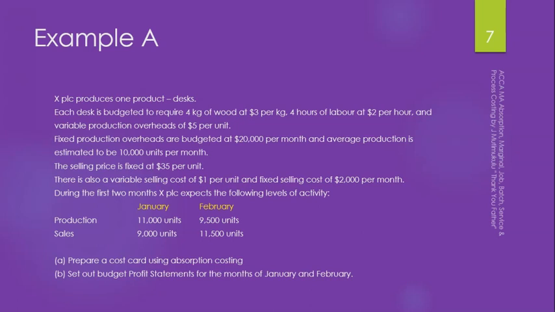During the first 2 months, X PLC expects the following levels of activity. There is January and February. There is production of 11,000 units in January and 9,500 units in February. Then sales for January are 9,000 units, and for February, 11,500.